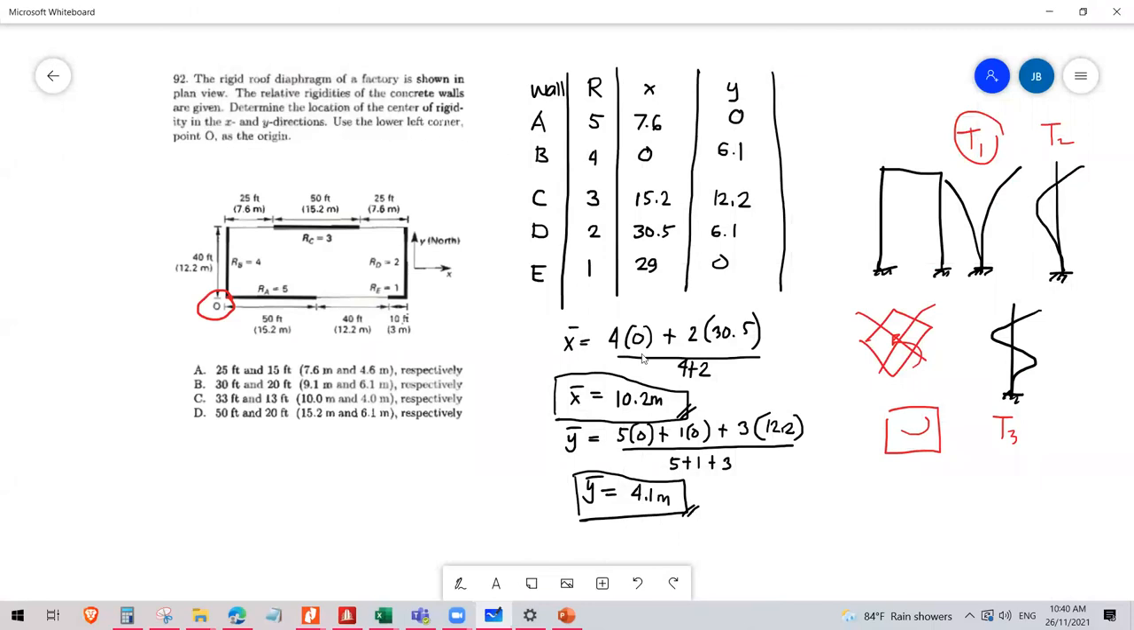Location of the center of rigidity. X bar is 4 times 0. Kasi ang magre-resist sa north to south, di ba, itong B and D. Itong B and D. So, ang rigidity niya ay 4 plus 2. Okay? Tapos, so, 4 ang ng B is times 0 plus yung D is 2 times 30.5. So, plug in mo lang yan. So, you will get 10.2.